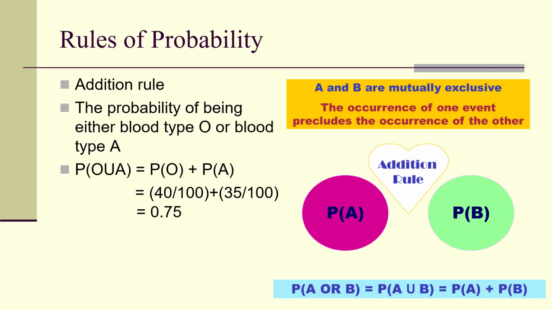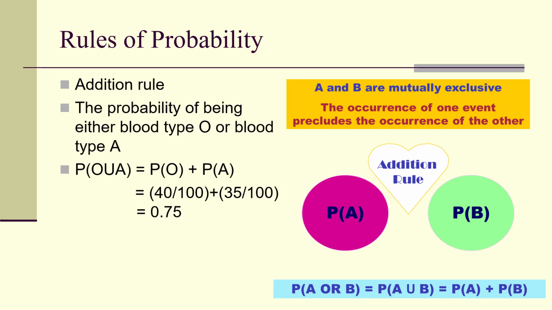We will go over some probability rules. Two events that cannot occur at the same time are called disjoint events or mutually exclusive events. The occurrence of one event precludes the occurrence of the other. Assuming that each person can have only one blood type, having blood type O and having blood type A are two mutually exclusive events.